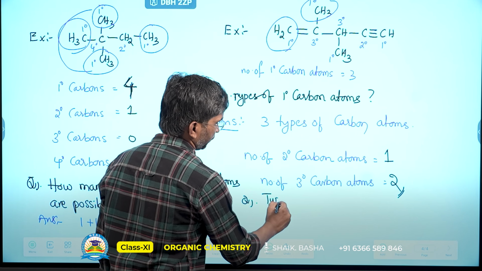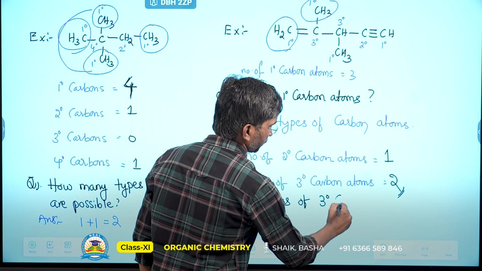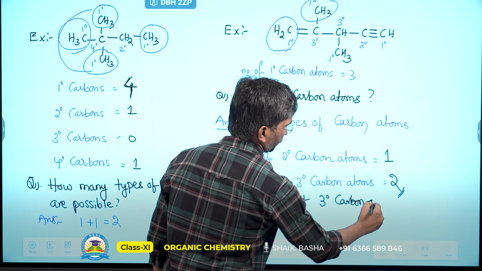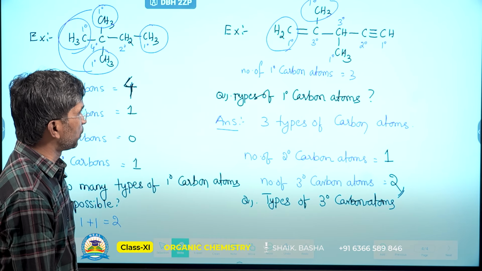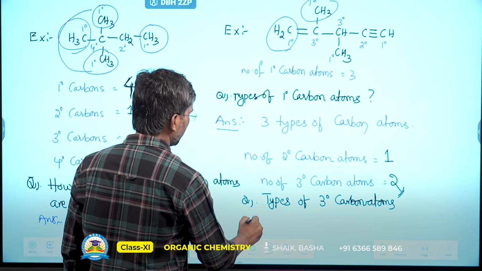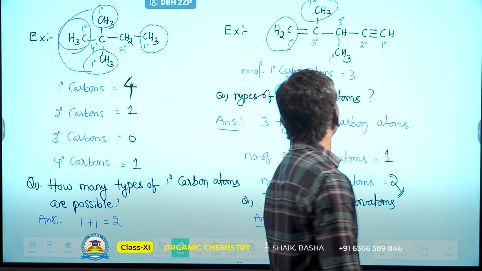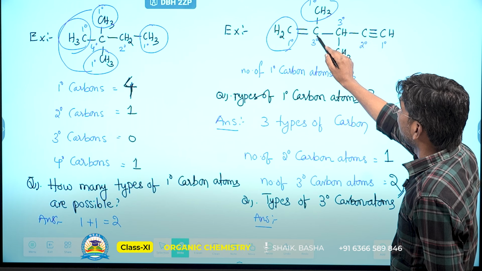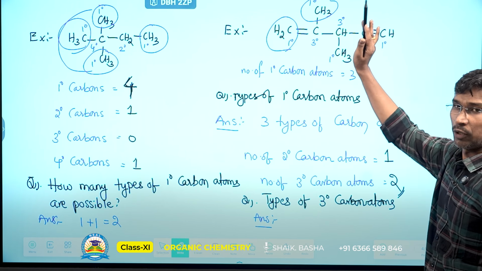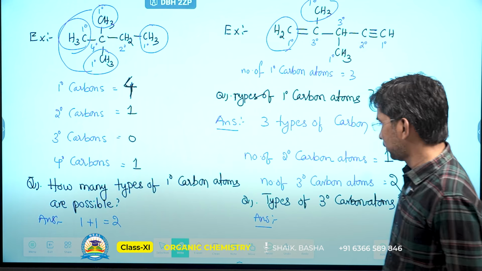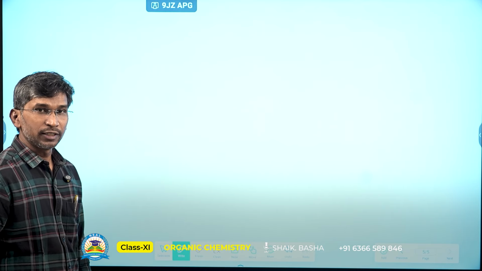Types of tertiary carbon atoms. How many types of tertiary carbon atoms are possible in the given example? What is the answer? Is it 1 or 2? This tertiary carbon is a double bond carbon. This tertiary carbon is a single bond carbon. One explanation is enough. So in total, how many are possible? 2 are possible. Some more examples we'll see.